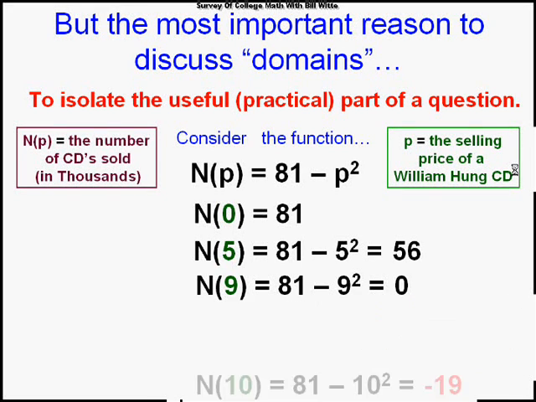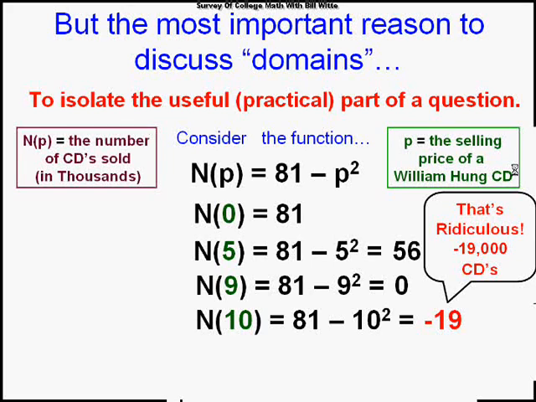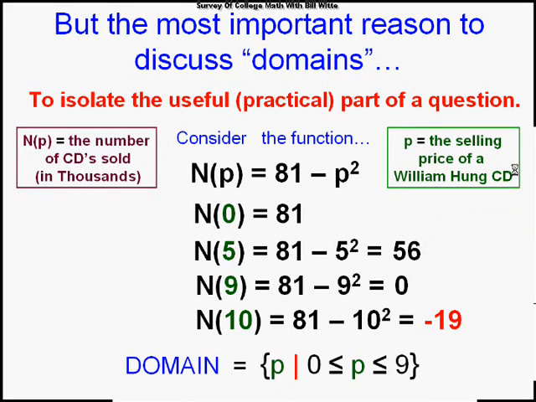So here's another case where we're going to use a domain. In fact, if you put in a number above 9, like 10, what's that going to be? We're going to sell, well, that doesn't make any sense. We're going to sell negative 19,000 CDs. So anything above 9, even 10, is not going to make any sense. So in this problem, we could say that we're only interested in the prices between 0 and 9. Those are the only ones that could even make any sense at all. Get the idea? And we would want to limit it to those.